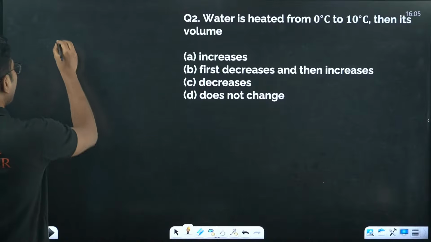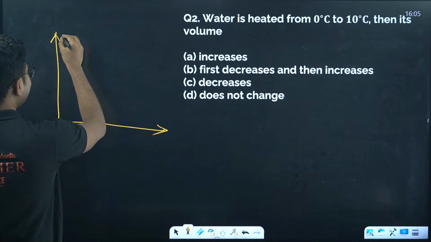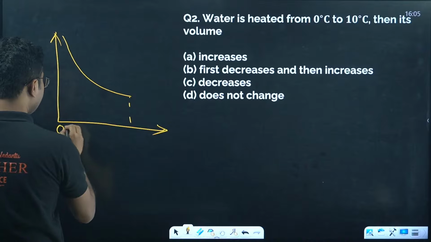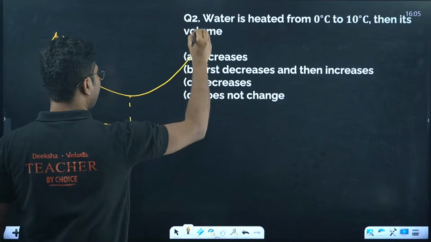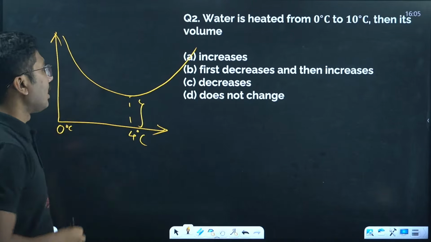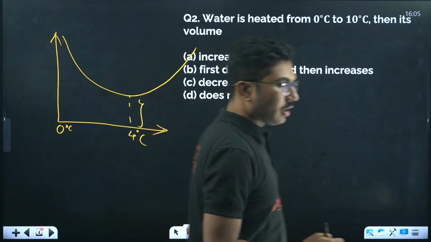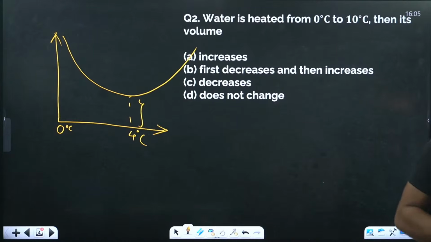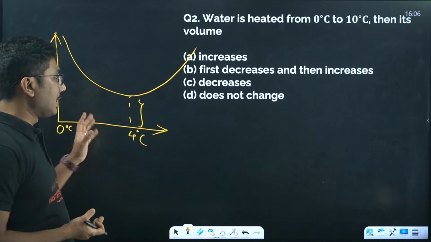So when you heat water, its volume initially decreases up to 4 degrees Celsius. From 0 degrees Celsius to 4 degrees Celsius its volume decreases, then it starts increasing again, because at 4 degrees Celsius the density of water is maximum. This is called anomalous expansion of water. So water expands anomalously compared to other objects.